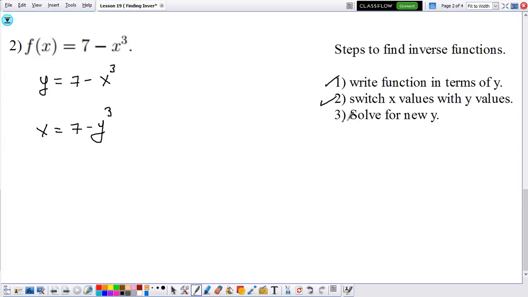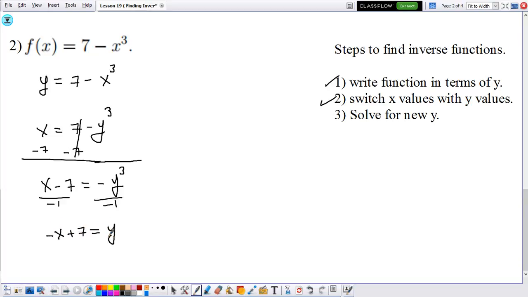So now we're going to do step 3. How do we solve for step 3? We've got to solve for our new y, which is right here. So the first thing we want to do is take away the 7. So now we have that x minus 7 equals negative y to the third. Before you start solving for y, try to make sure that that y is positive. So let's make it positive by just dividing -1 to both sides. So now we have negative x plus 7 equals y to the third.